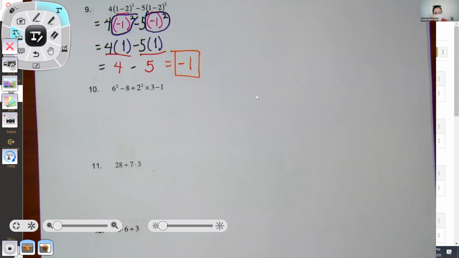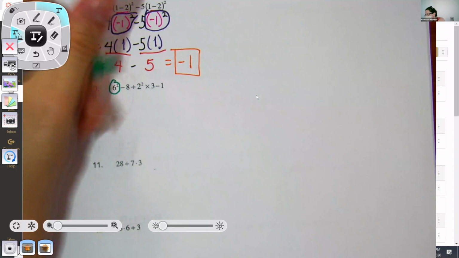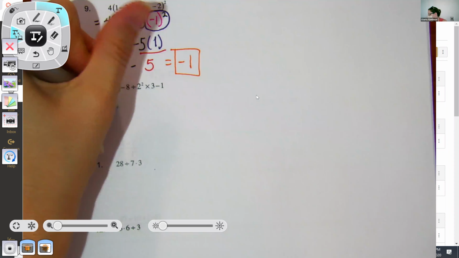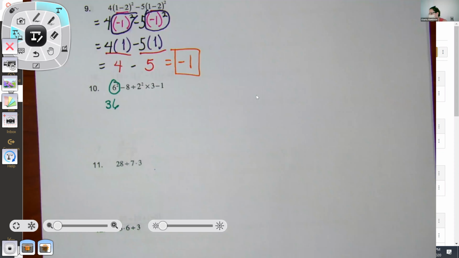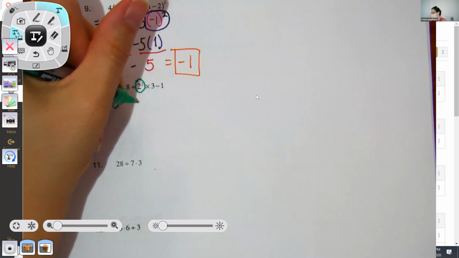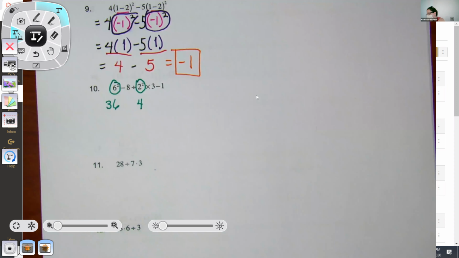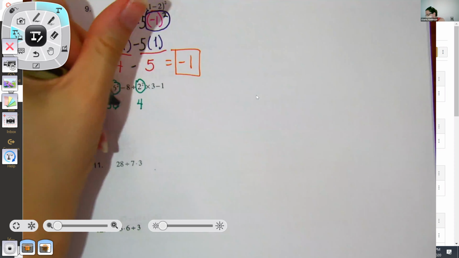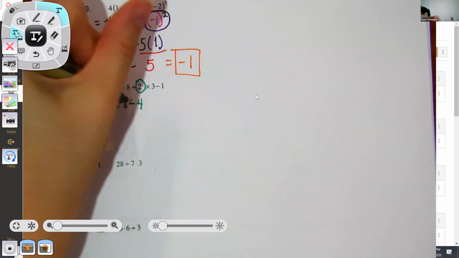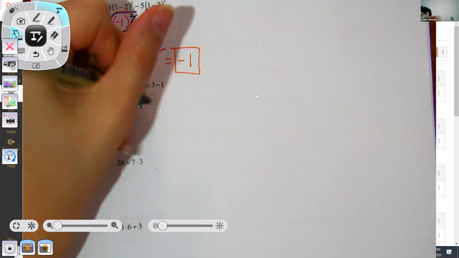All right, number 10. There's nothing in the parentheses, but we do have exponents, so I'm going to do those. 6 squared is 36. 6 times 6 is 36. And 2 squared is 2 times 2, which is 4. I'm going to bring everything else down. So it's 36 minus 8 divided by 4 times 3 minus 1.